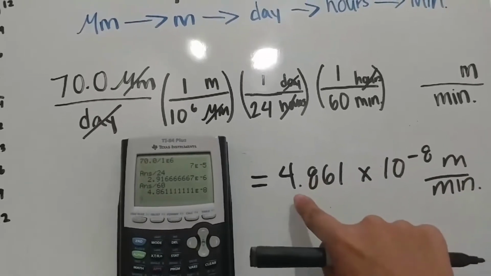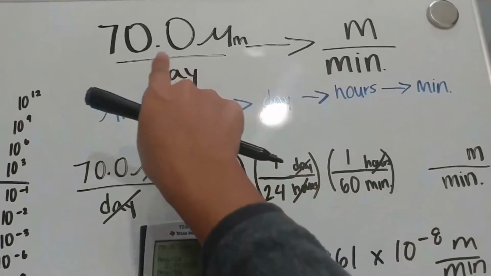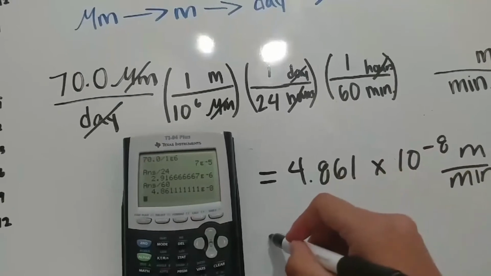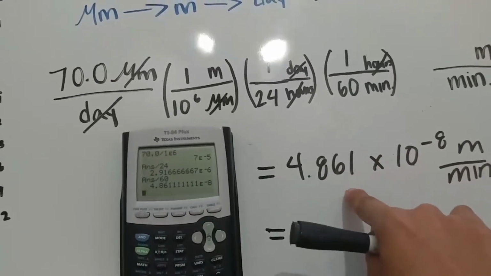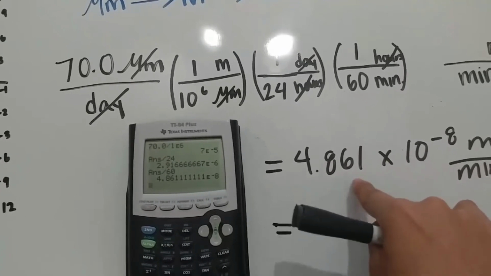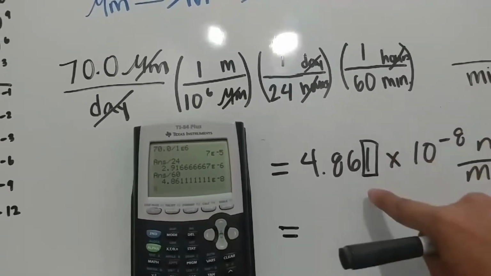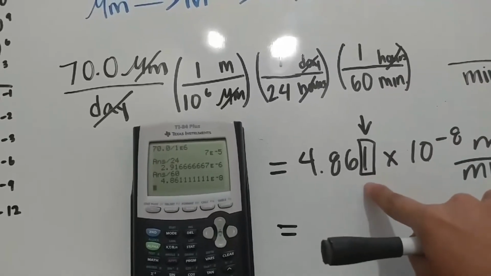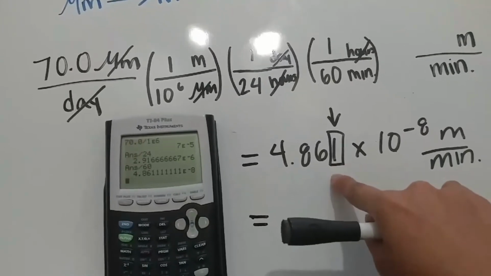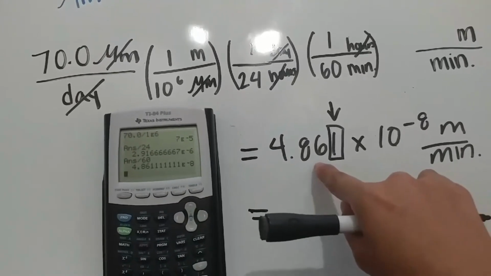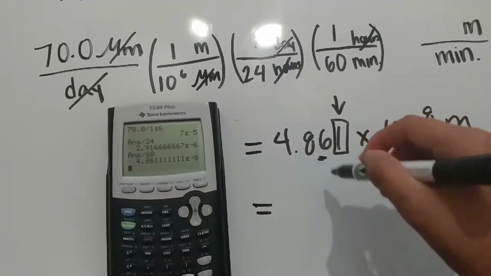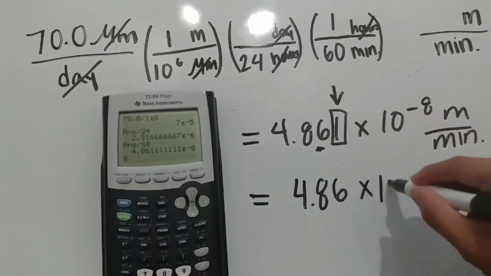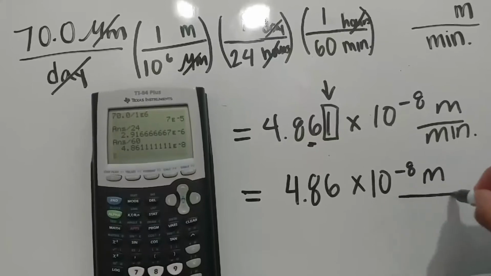However, don't forget about your significant figures. We originally started with 3 significant figures here, so we have to end with 3 significant figures here. Now, to properly round this answer to 3 significant figures, which would be 4.86, you would have to look at the last number and see if it's greater than 5 or less than 5. In this case, 1 is less than 5, so you do not need to round the 6 up to 7. You would just keep it the same. So it would be 4.86 times 10 to the negative 8 meters per minute.